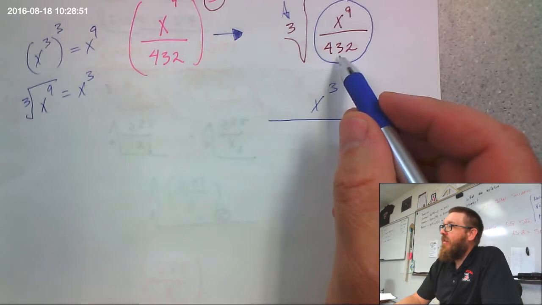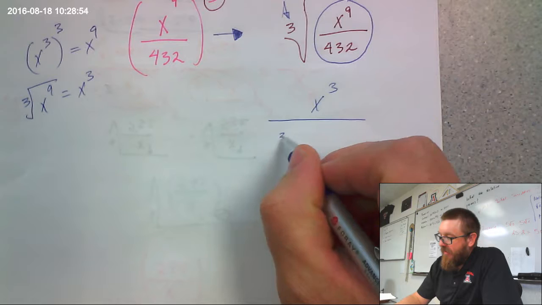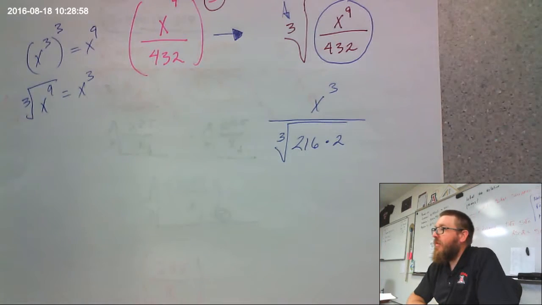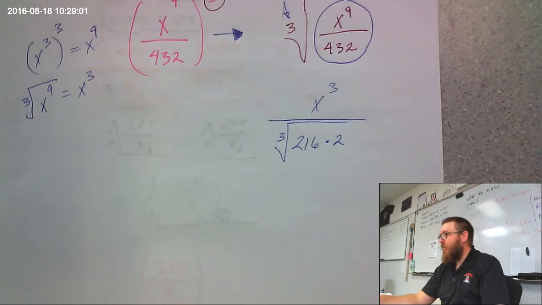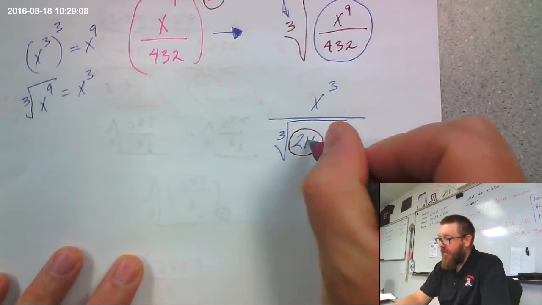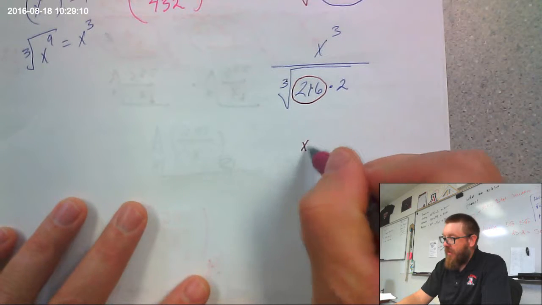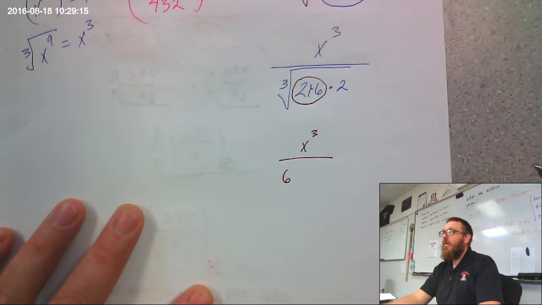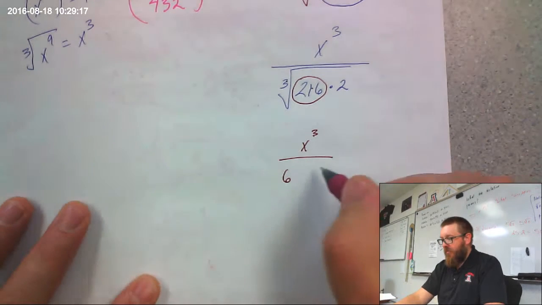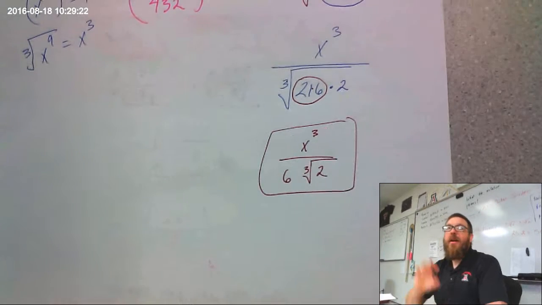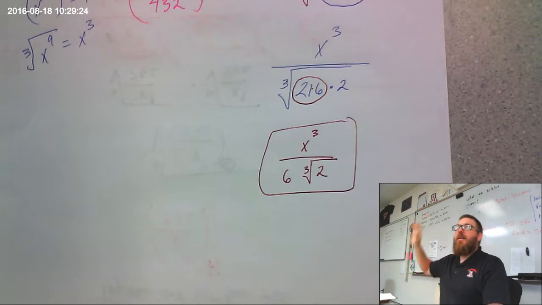Well, 216? Yeah. 216 times 2? Is that right? 216 is a perfect cube, right? 6? Yeah. So the cube root of 216 is just 6. So I got x cubed divided by 6. And then what's left over? So how do I write that? Cube root of 2. Cube root of 2. How many of you guys got it right?